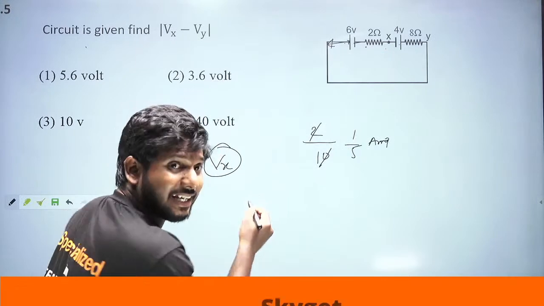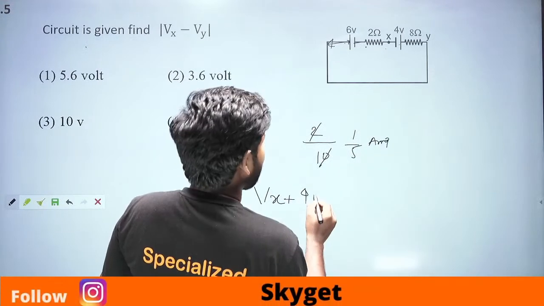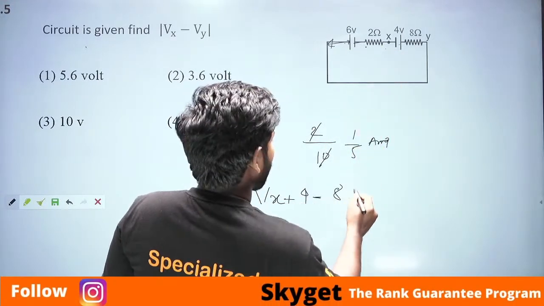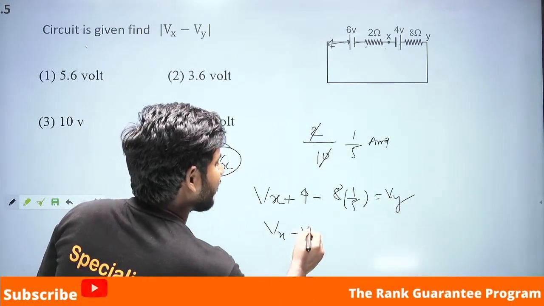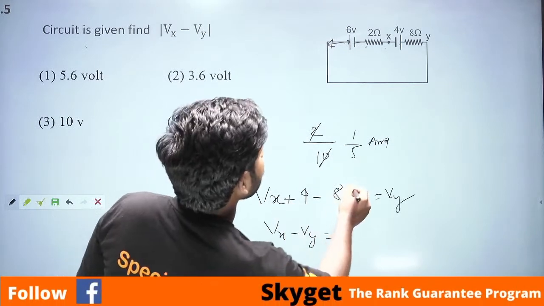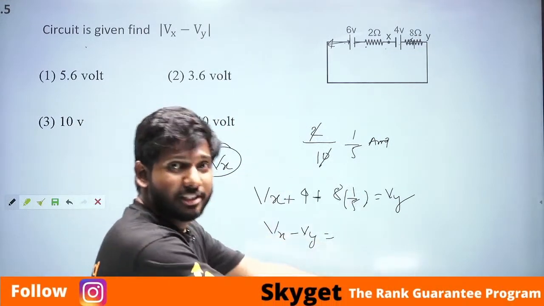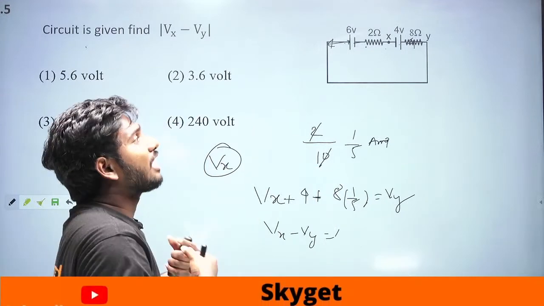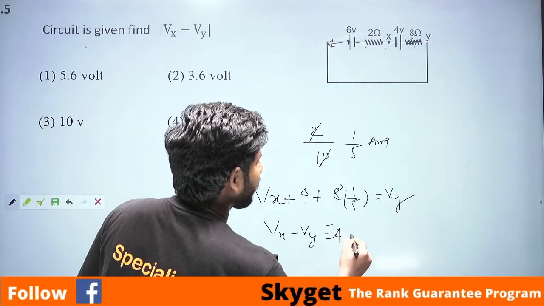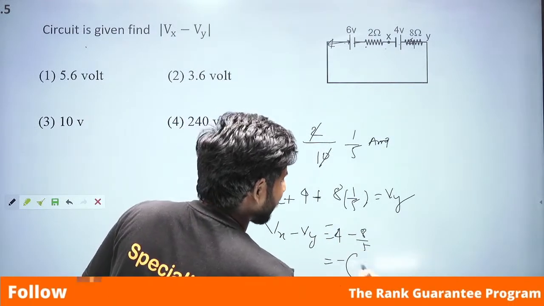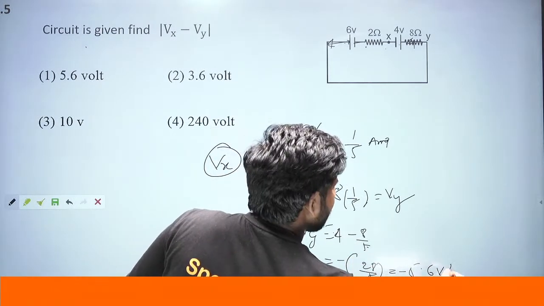Now apply Kirchhoff's law, students. Vx plus 4 minus 8 into 1 by 5 is equal to Vy. So what is the answer here? Vx minus Vy is equal to, when the current is coming in this direction, plus 8 into 1 by 5. If you are going opposite to the direction of current, your potential will add. If you are going in the direction of current, your potential will subtract. So the answer will be minus 4 minus 8 by 5. If we take minus common, 28 by 5, the answer is minus 5.6 volts, students.